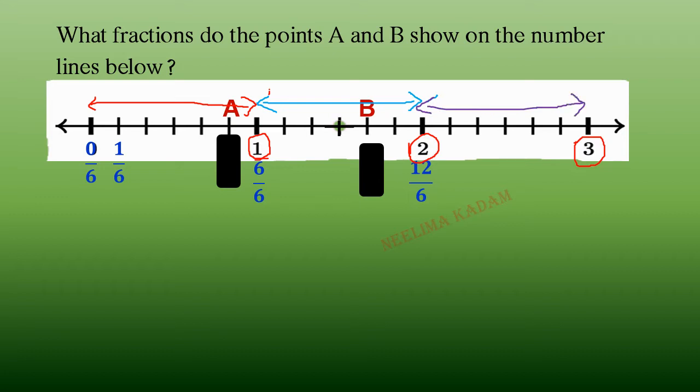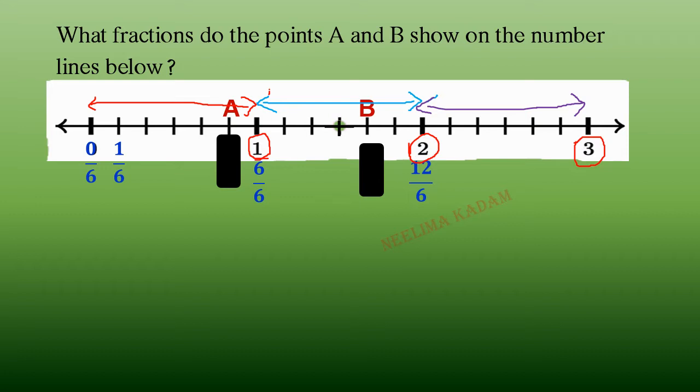Okay. Now look at it carefully. 0 to 1 unit. How many parts is it divided into? 1, 2, 3, 4, 5, 6. So 1 unit is divided into 6 parts. 1 to 2, 1, 2, 3, 4, 5, 6. And 2 to 3, 1, 2, 3, 4, 5, 6. First confirm if each unit is divided into equal parts or not. Okay. So in this example, every unit is divided into 6 equal parts, right?